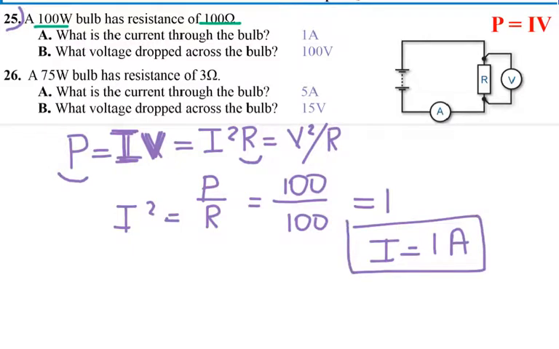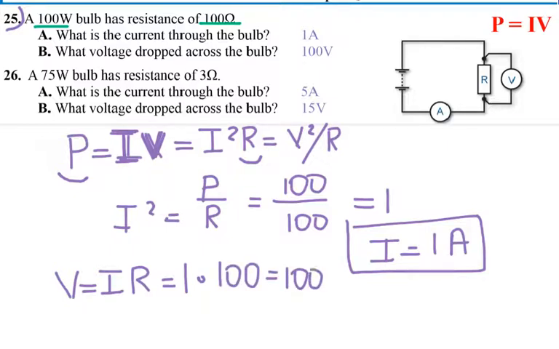Then they ask you what is the voltage. The voltage is equal to I times R. I is 1 and R is 100. So that gives you 100 volts.